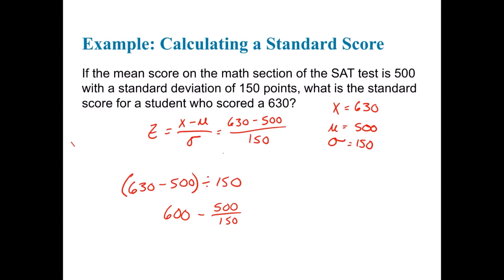So in this case, what do you get for your z-score? So z is 0.87. In this class, 99.999% of the time, round a z-score to 2 decimal places.